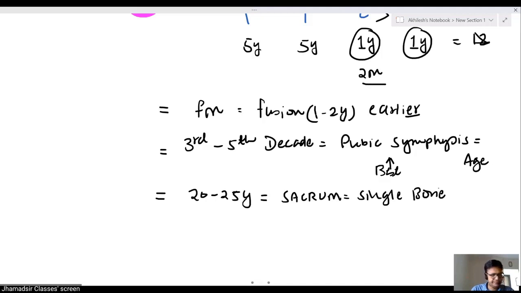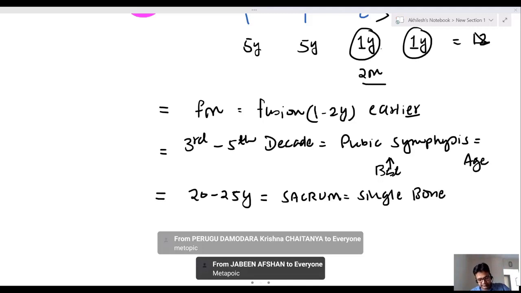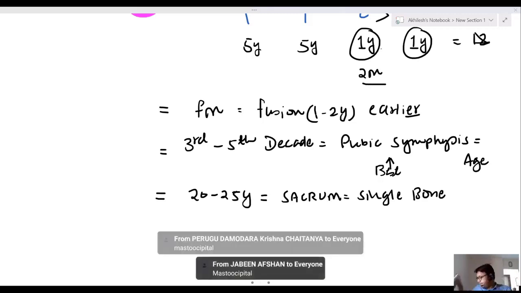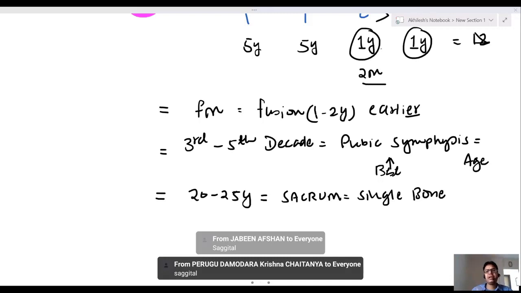Okay. Anyways, sir, I am putting some question. Then you will realize how the question comes in exam. See, which is the first suture of the skull bone fused? Metopic. Which is the last suture of the skull bone fuses? Masto-occipital. Best suture of the skull bone for age estimation, sagittal suture.